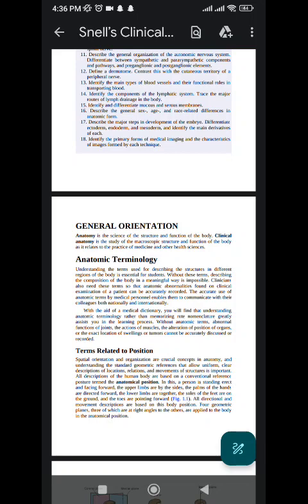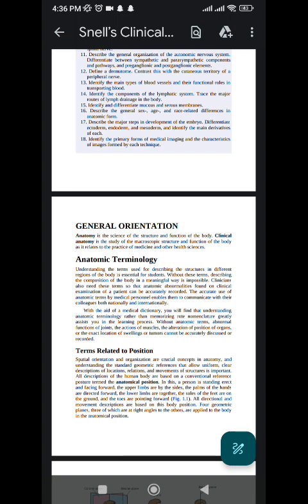Today we are discussing an orientation. Anatomy is the science of structure and function of the body. Clinical anatomy is the study of the structure and function of the body as it relates to the practice of medicine and other health sciences.